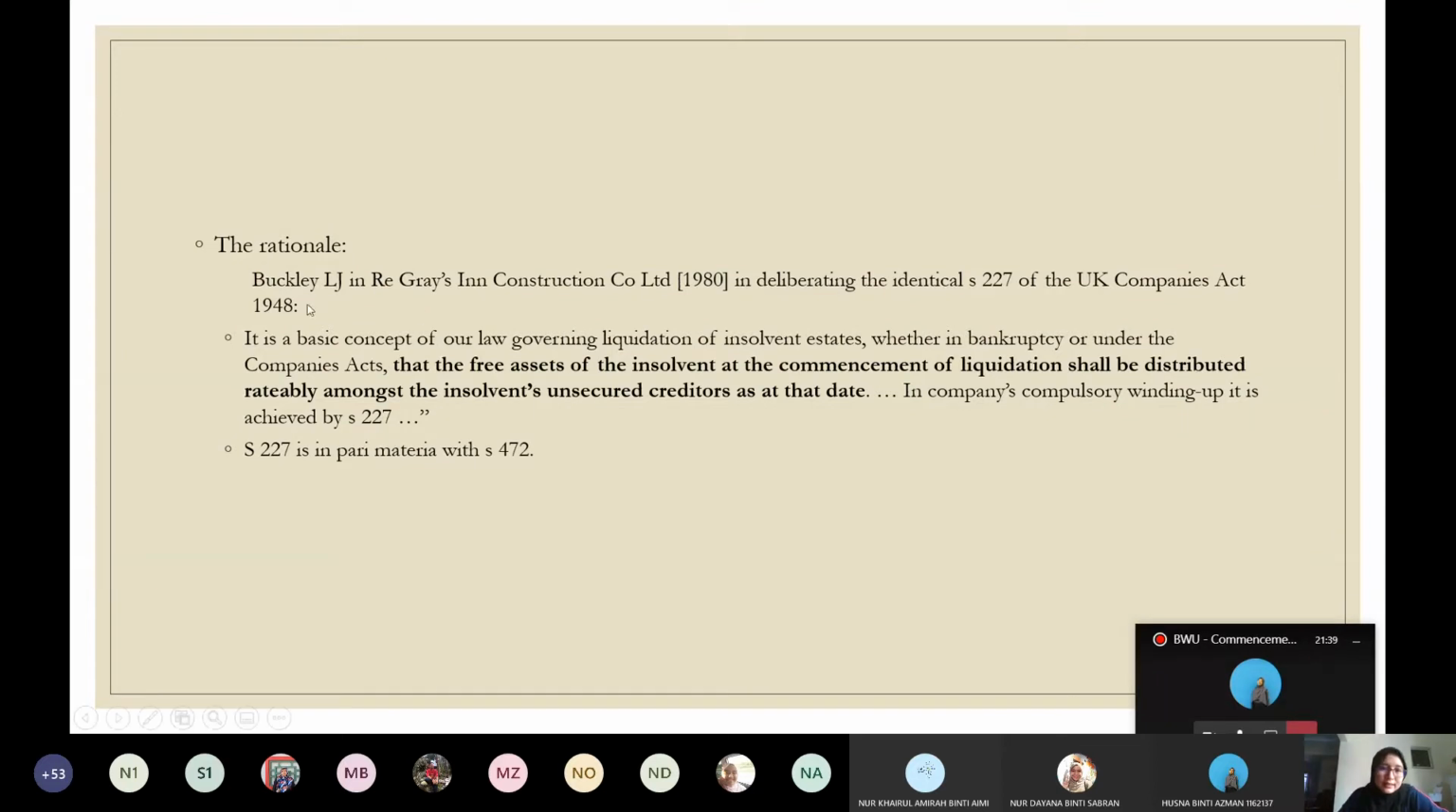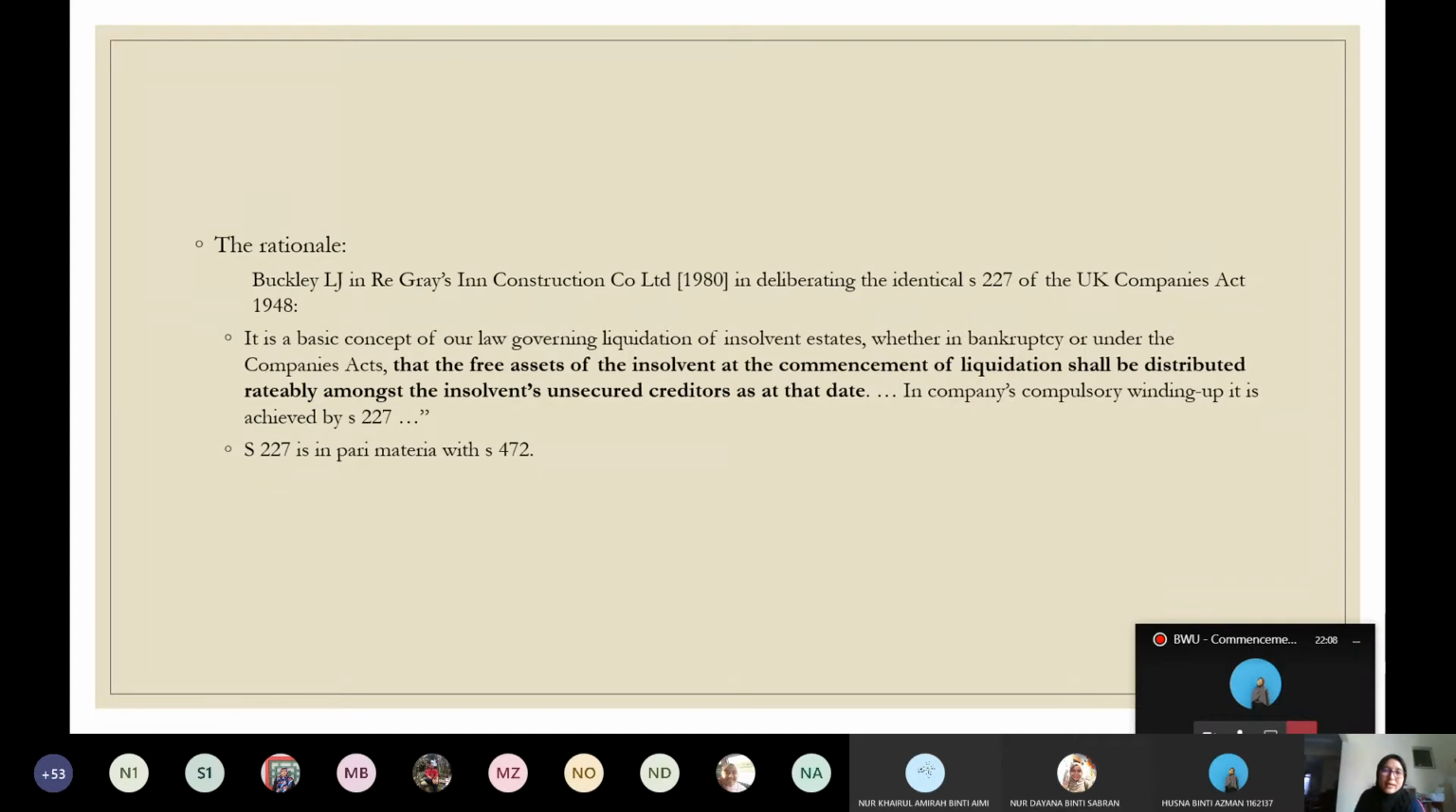Okay, so kat sini adalah satu case yang explain the process here. So dia kata it is a basic concept of our law governing liquidation of insolvent estate, whether in bankruptcy or under Companies Act, samalah kedua-duanya, that the free asset of the insolvent at the commencement of liquidation shall be distributed ratably, so maksudnya according to the law lah among the insolvent unsecured creditors at that date.